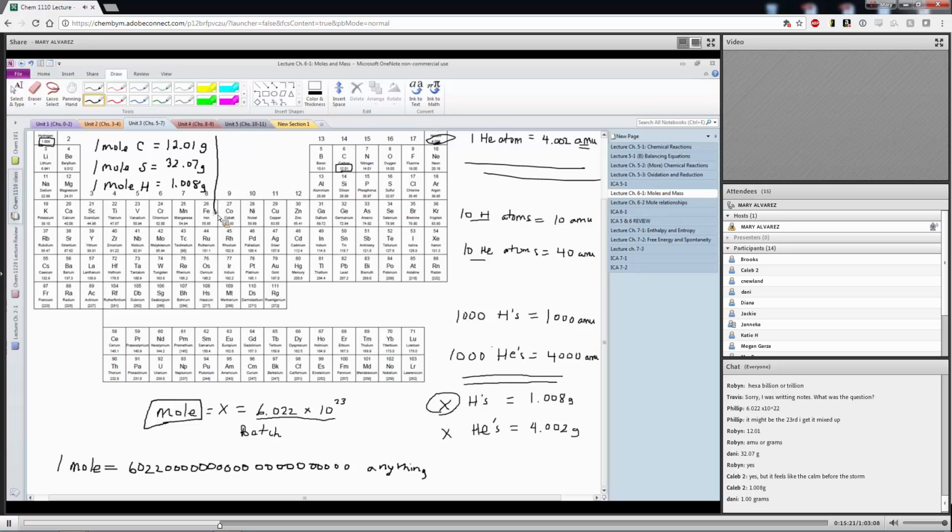Let's take it just another step further. What if I had a molecule? Let's say I had a molecule of CH4. One CH4 molecule would weigh how much? And what about a mole of CH4? How much would that weigh? How would you determine that? Is that extra complicated?